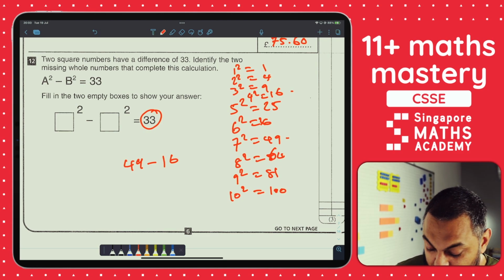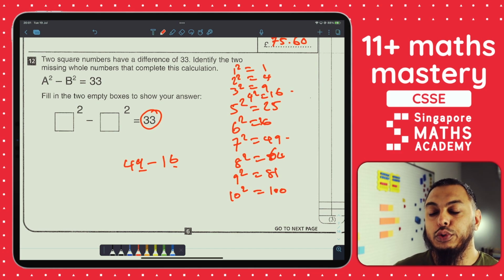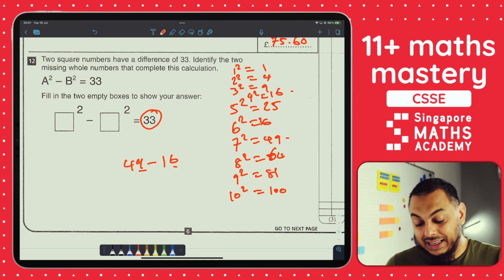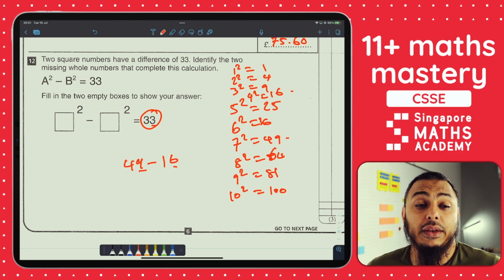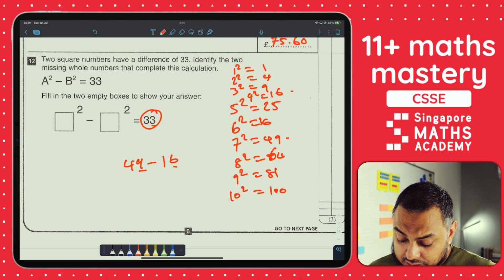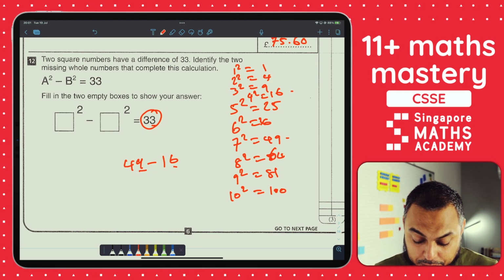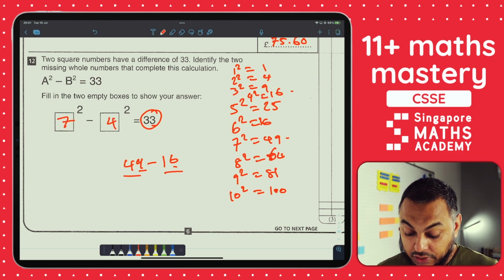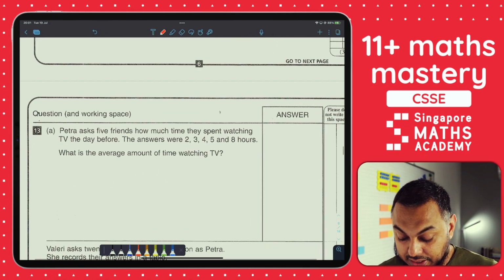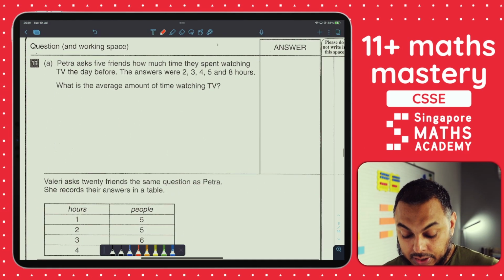Yeah, 33. I can see 9 and 6. The reason I chose those two is because of 9 and 6. 9 take away 6 is 3. So I knew it was going to have 3 then, right? So I had to choose two numbers that I thought were going to have 3 when I subtract, it's going to have 3 ones. It must be 7 squared, it's 49, take away 4 squared, which is 16, which makes it 33 when you subtract.